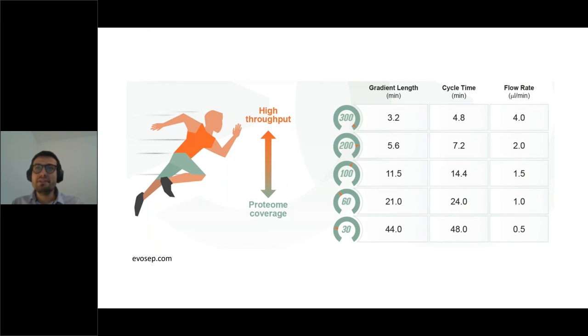different methods and the different gradients that you can acquire with the Evosep One system, going from rather low throughput methods. Note that low throughput here still means 44-minute gradients, to very high throughput gradients like the 300 samples per day gradient, which is just about 3 minutes.